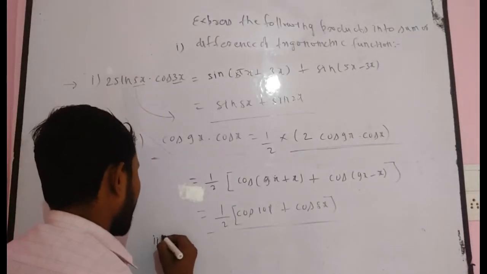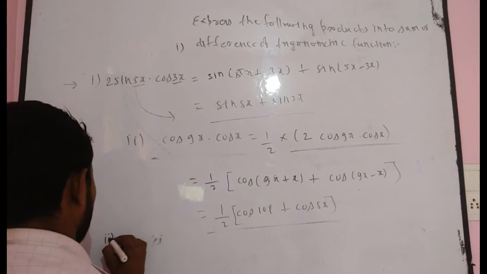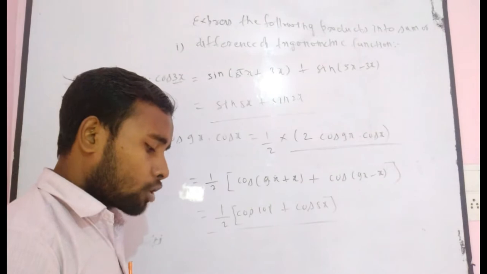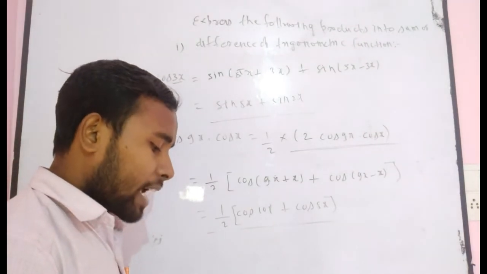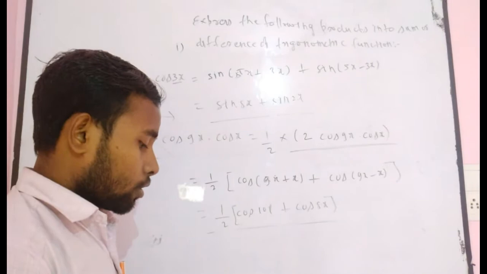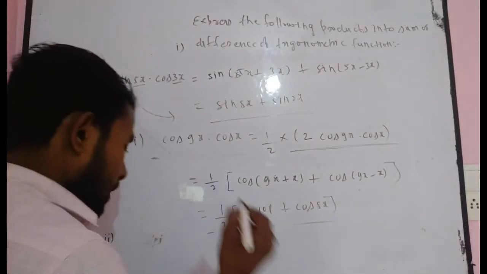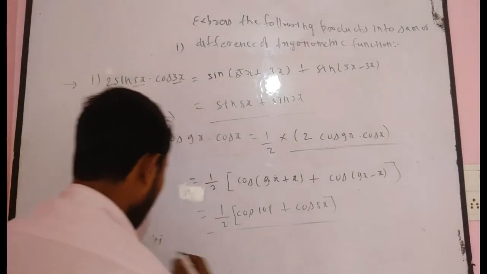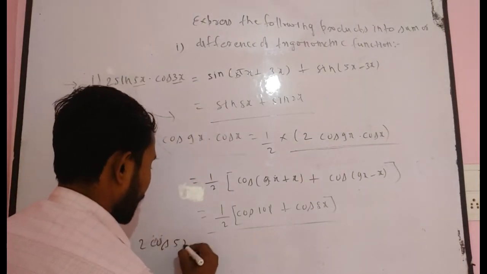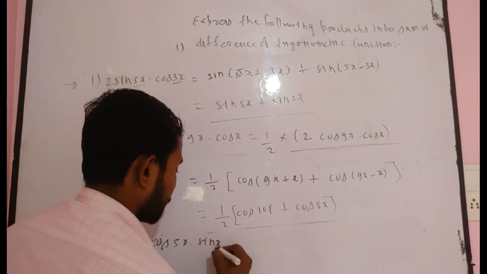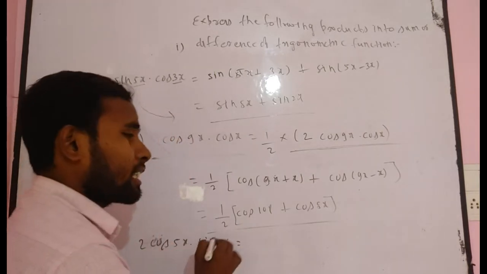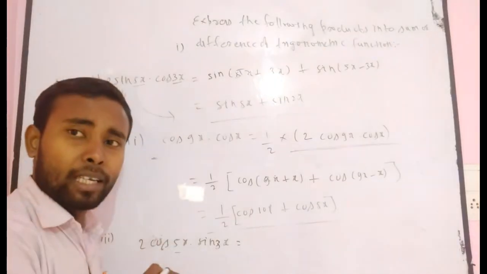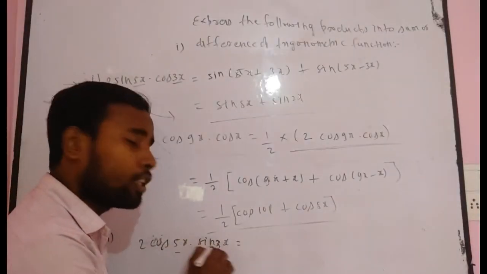Now we take the third question. Sorry, it will be question number 3. Now we write the next problem, that will be 2 cos 5x into sin 3x. Here it is 2 cos a into sin b. Suppose that 5x is equal to a and 3x is equal to b, then in this case it will be 2 cos a into sin b.